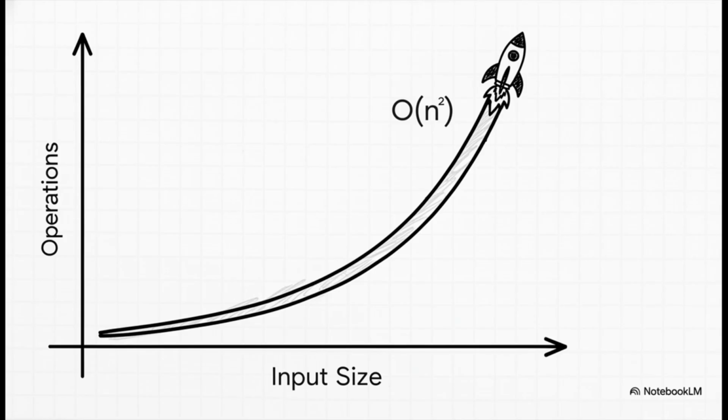The graph here isn't a nice straight line anymore. Oh no, it's a curve that starts off slow and then just shoots up towards the sky like a rocket. This is the stuff that makes programs slow. This is what can bring a really powerful server to its knees once the data gets big enough.